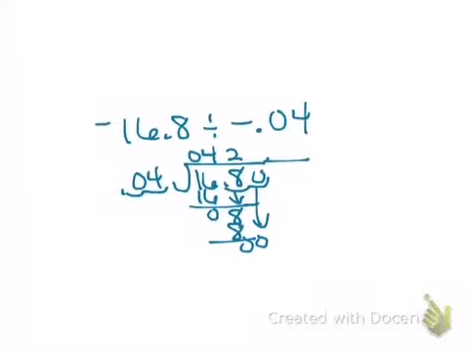When you subtract, you get 0, and I bring down my final number in the dividend, which is 0. You have to keep dividing until you get to the decimal, and then if you terminate, there's no reason to continue. So 4 times 0 is 0, and my answer is going to be a positive 420.